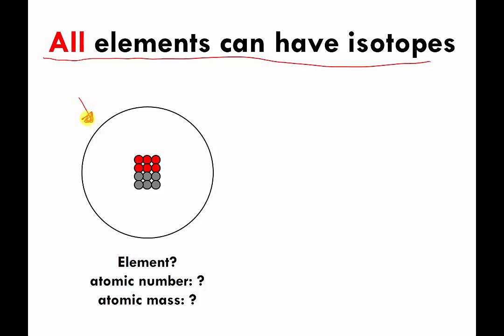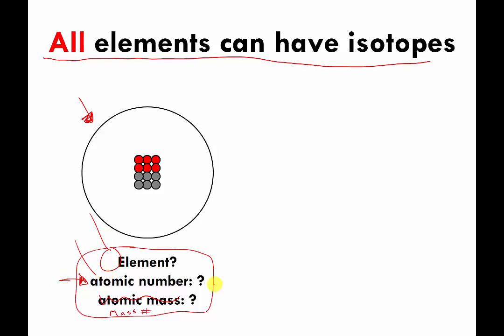So I want you to pause the video in a moment and answer these three questions. In other words, what type of element is it? What's the atomic number? And really, this should say, what's the mass number? Or what's the approximate atomic mass? So you can pause the video and unpause. We're going to skip number 1 for the moment because it's easier to answer once we've answered the second question.